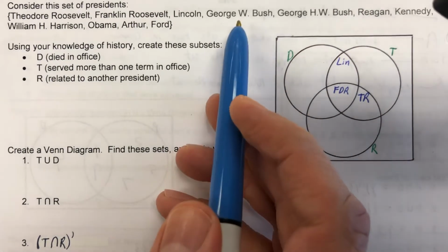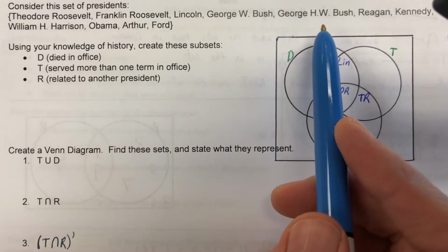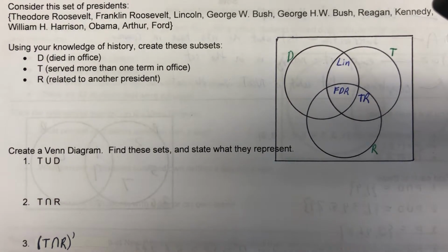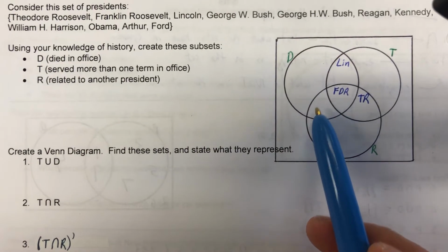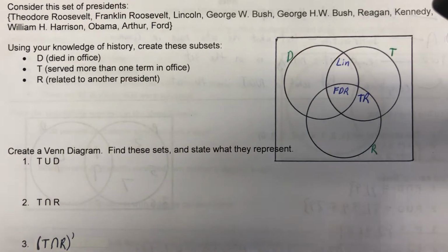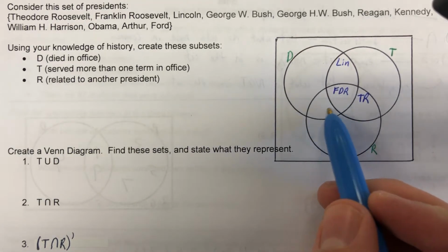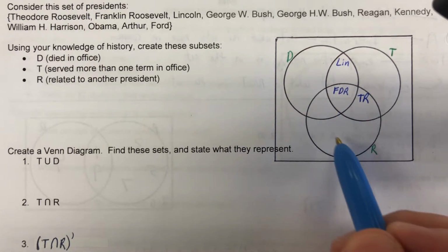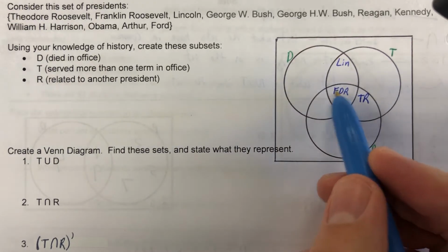Okay? George W. Bush, let's go ahead and take care of him and George H.W. Bush. Clearly, we have some that are related to one another. We have father and son here. So both father and son are going to be in this circle, but in different places. Okay? Neither one of them died in office. So because neither Bush died in office, neither Bush will be in any of this region. This region is the overlap of presidents that are related to other presidents and presidents that died in office. Okay, so no Bush goes here.